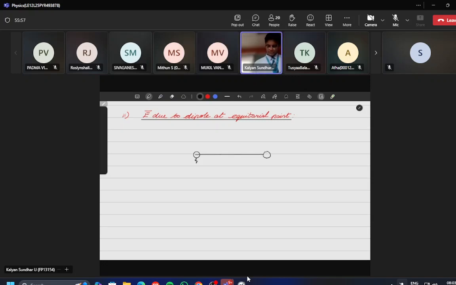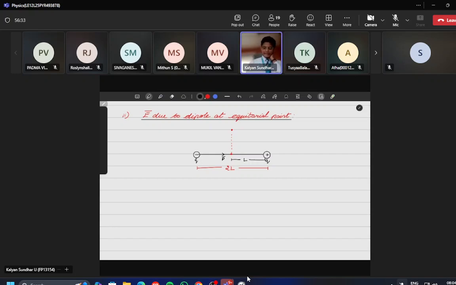So this is minus q, plus q, and the distance between them is b. And from the center, on the perpendicular bisector, I am just choosing a point somewhere here. This is what the equatorial point is. So this is nothing but perpendicular to your dipole moment. So the dipole direction will be like this. Let it be P bar and this will be L, and this also will be L.